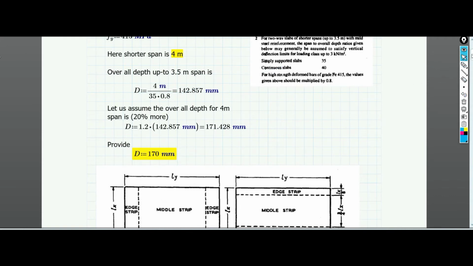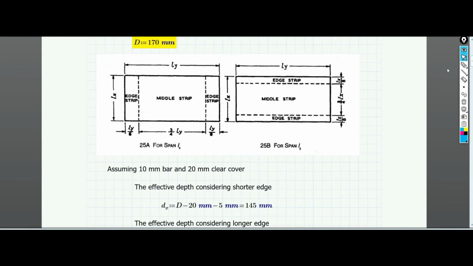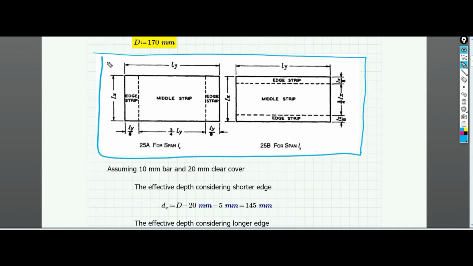Now go to the next part. Remember this figure, we will be using it a lot while we go for designing of slabs. You can see that the shorter side is always denoted by Lx and the longer side is always denoted by Ly. Some terms that you have to remember: what is edge strip and what is middle strip. Here the edge strip is basically Ly by 8 portion here, and Ly by 8 portion here. This portion is considered as edge strip, and this is considered as middle strip.